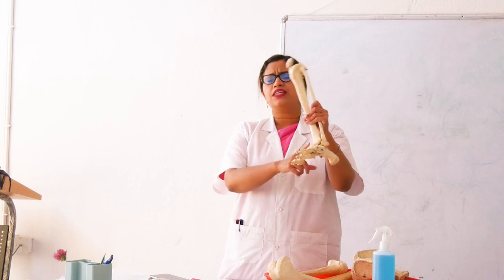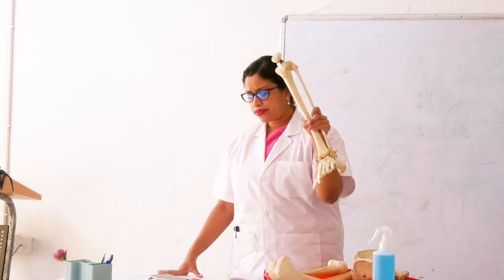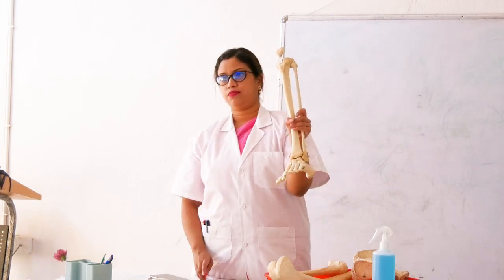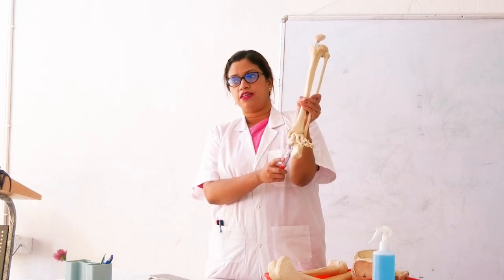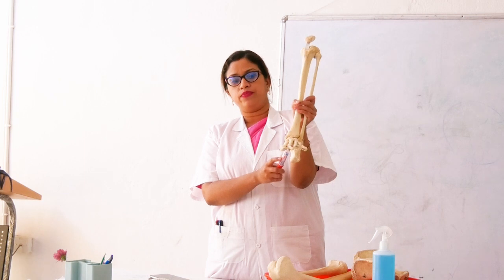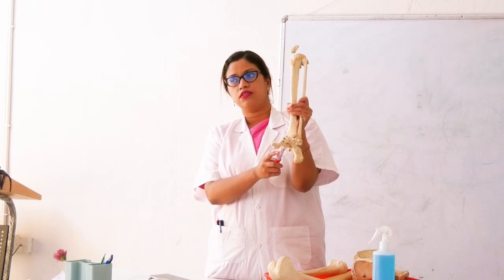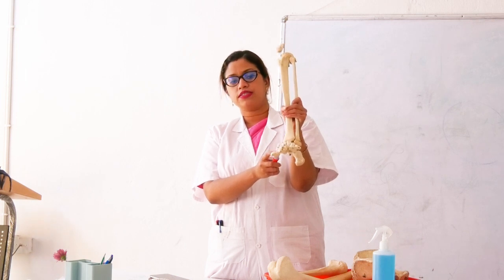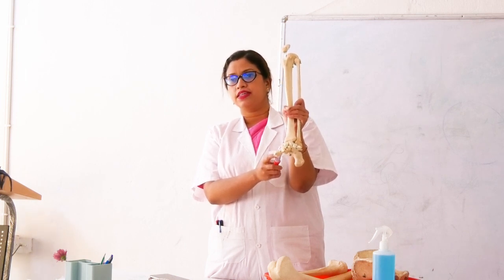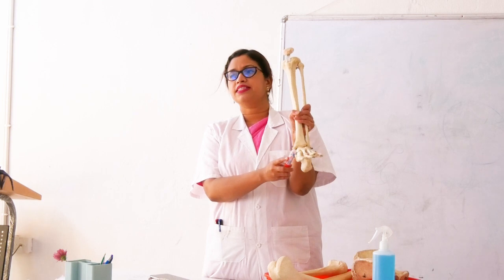Tell me, this is a tarsal bone, could you identify the tarsal bone? What is this? This is the calcaneus. This one is the talus. What is this? It is on the medial side.